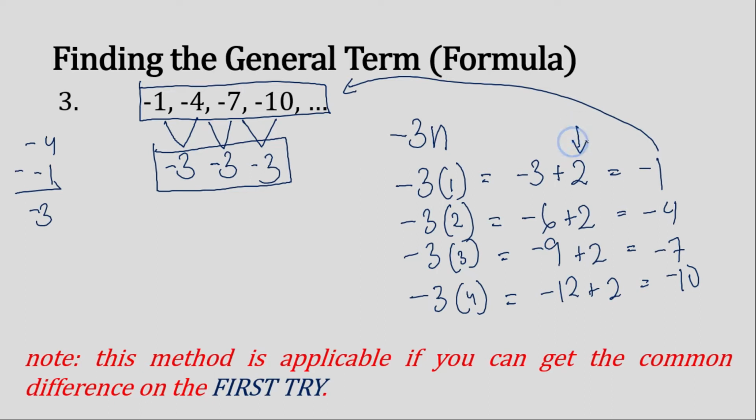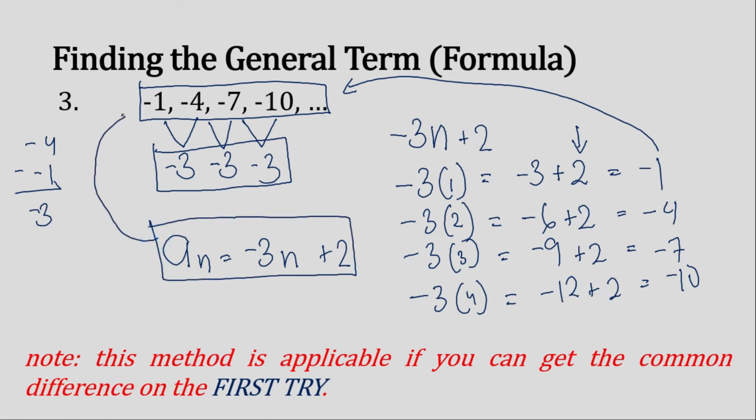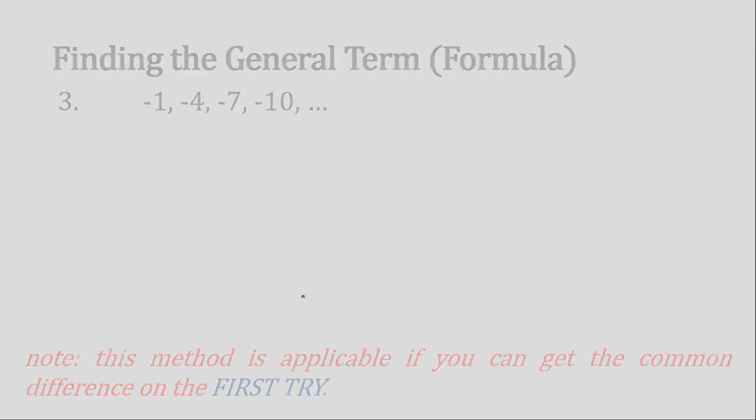See this 2, it is a constant number because it doesn't change for all the terms. So we just add here positive 2. So our formula for this term is a sub n is equal to -3n plus 2. We can use this formula to find all the terms of this sequence. Just copy this here. So that is the formula that is the answer for number 3. Now let's try another example.